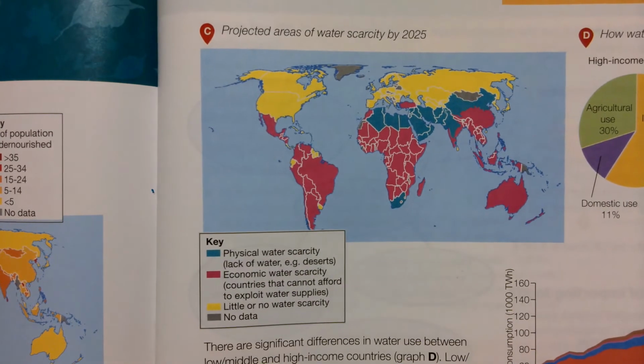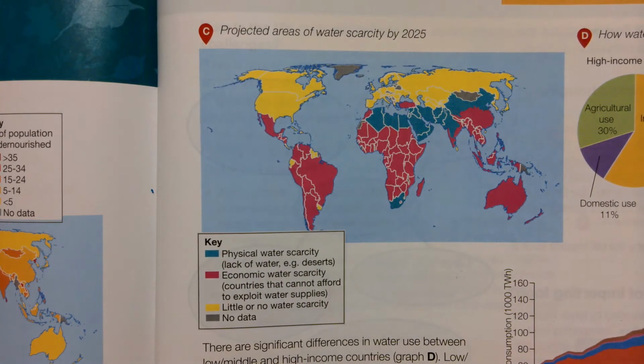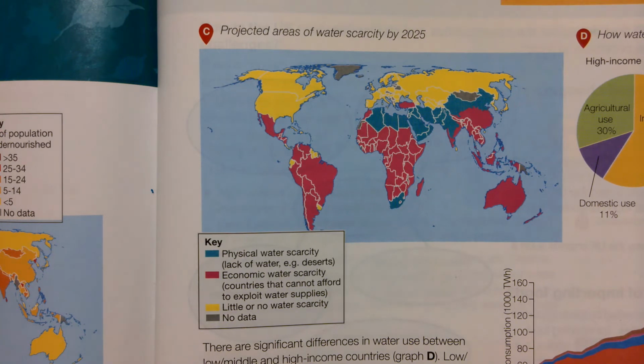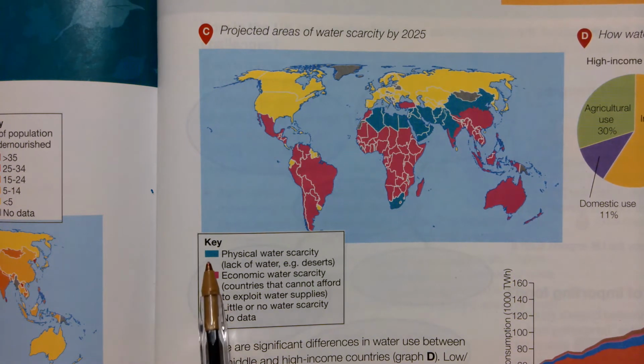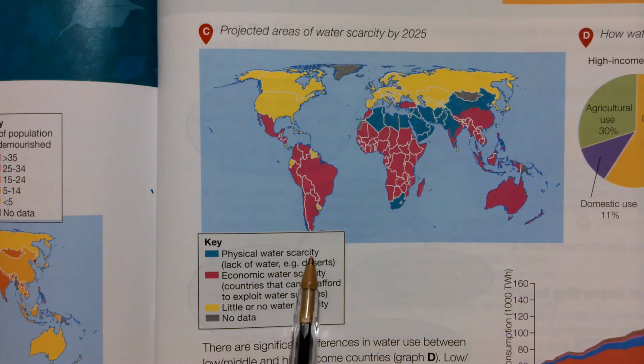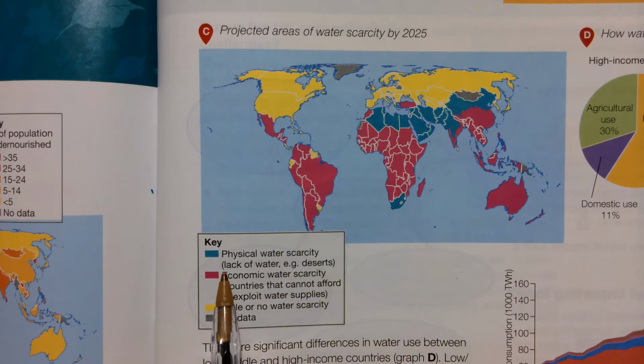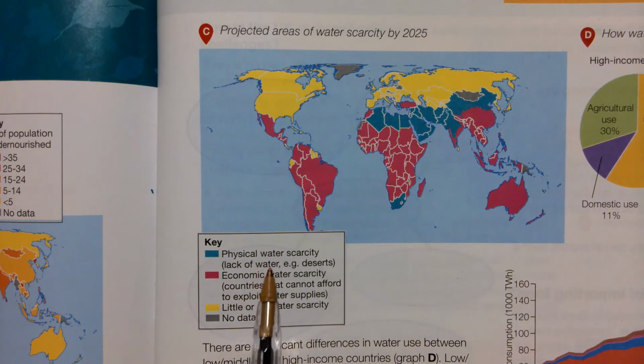Right, so there's your title, Projected Areas of Water Scarcity by 2025. That means areas that will not have access to enough water. Have a look at the key and notice there are 3 colours. The blue is physical water scarcity, as in there is not enough rainwater or rivers.